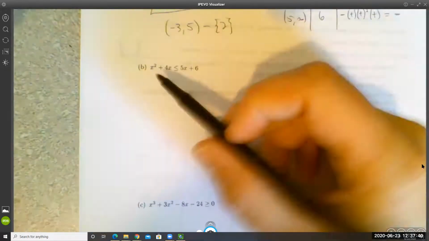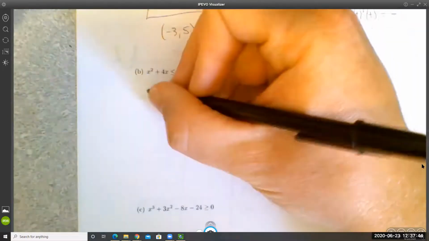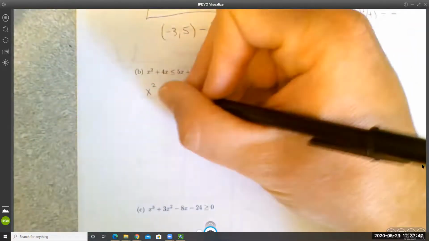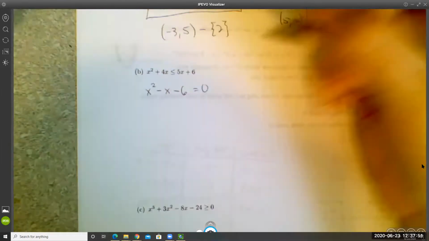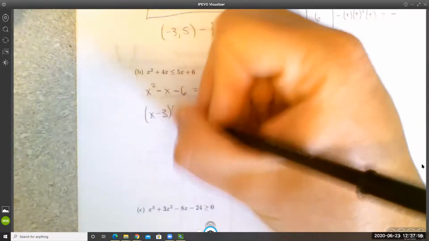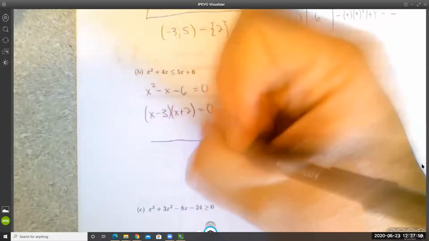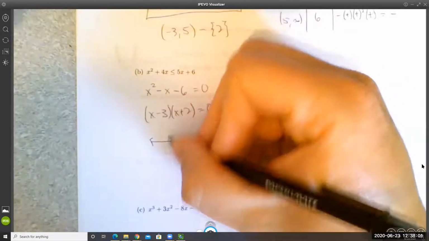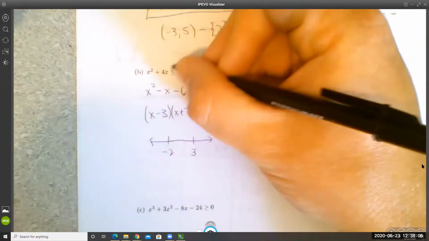So again, I'm going to start off by solving the corresponding equation, right? So I'm going to solve x squared, if I move the 5x over, minus x minus 6 equals 0. So that's x minus 3 times x plus 2 equals 0. This thing is potentially going to change sign at -2 and at +3. Closed circles, right? Closed circles.